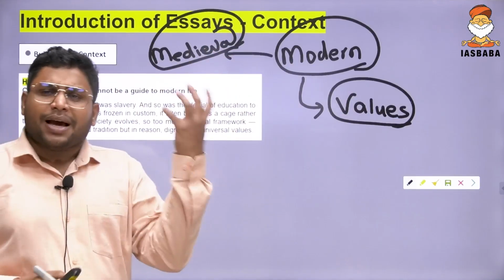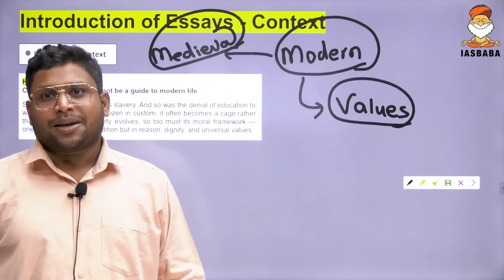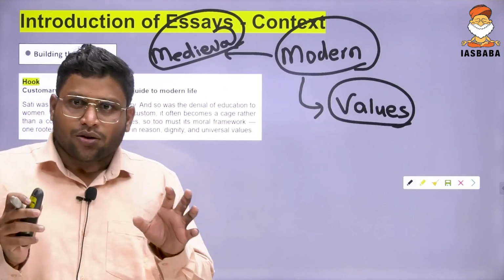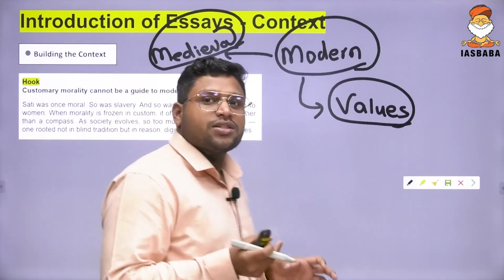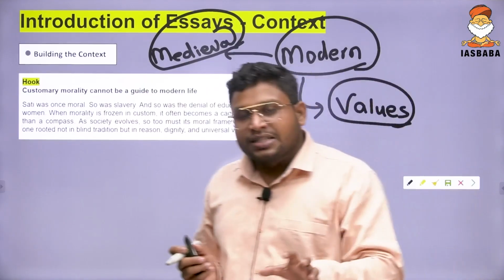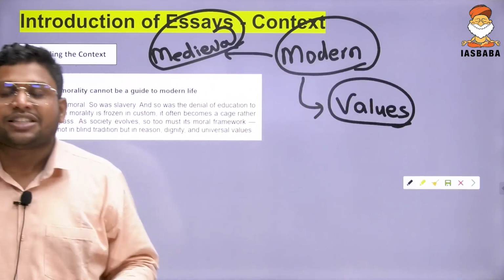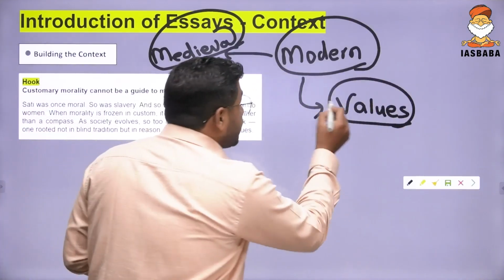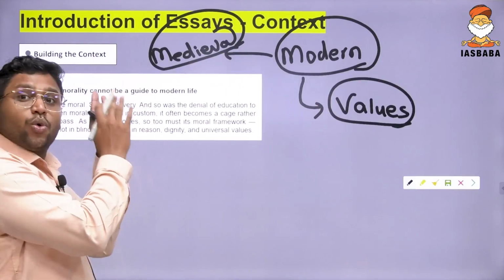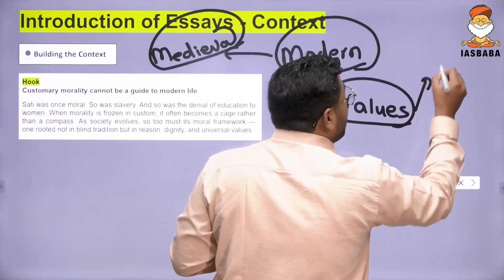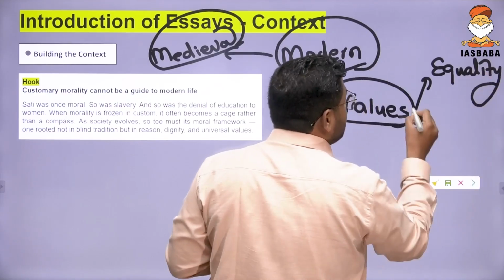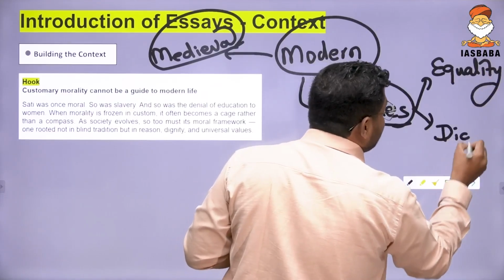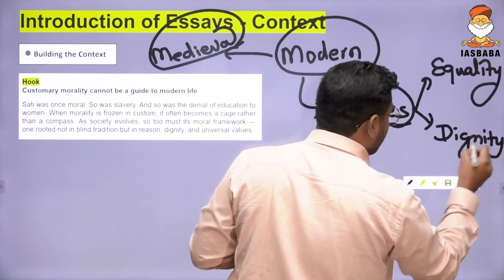Just imagine Indian society in medieval times. What all things do you find as far as value system is concerned, or the social system is concerned? You will find caste system, you will find untouchability. As far as values are concerned, in medieval times there is no equality, but in modern times we talk about equality. The idea of equality dominates, the idea of human dignity is there, right?